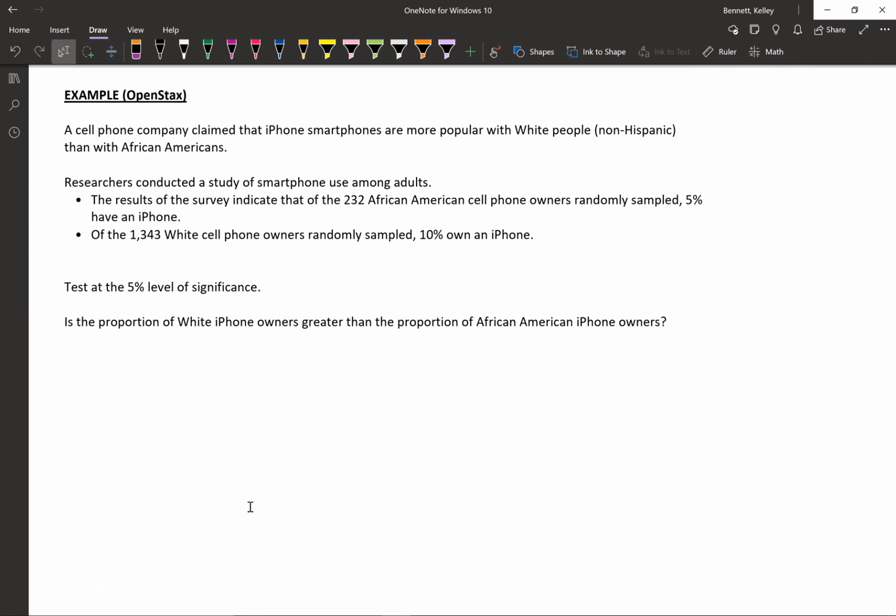So in this particular example from OpenStax, a cell phone company claimed that iPhone smartphones are more popular with white people, non-Hispanic, than with African Americans. And then they conduct this study of smartphone use among adults, and they get these results. So before we set up our null and alternative, let's just digest the information.